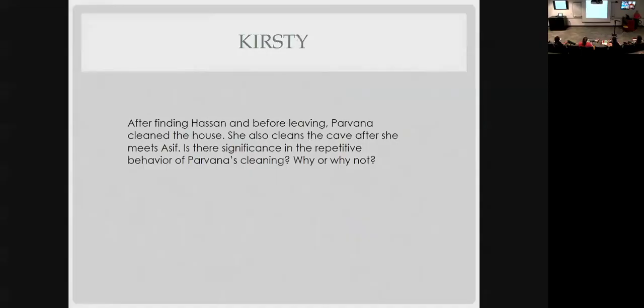Kirsty, after finding Hassan and before leaving, Parvana cleaned the house. She also cleans the cave after she meets Asif. Is there significance in the repetitive behavior of Parvana's cleaning? Why or why not? Well, I mean, it kind of brings a semblance of control for her. Oh, there is definite control. Yeah, homemaking. But isn't it interesting, because she comments herself that they would be so stunned that I'm doing this without complaint and without being told to do it, and that I actually kind of enjoy it.